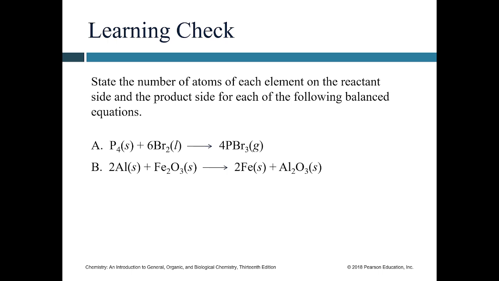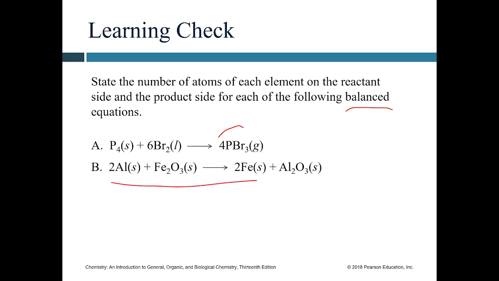By the way, if you're a smart aleck, you can actually save yourself some work. It says they're balanced. If they are balanced, what does that mean? The number on the reactant side is equal to the number on the product side. So you could have just said, well, then we have 4 P's and 12 Br on the product side as well. And that is true: 4 P's, and 4 times 3 is 12 Br.